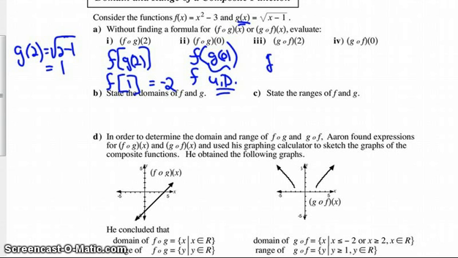I look at g at f at 2. What does f give me if I stuff in 2? I get 4 minus 3. f at 2 is 4 minus 3, which is 1. g at 1 gives me 0. So g at 1 is 0.